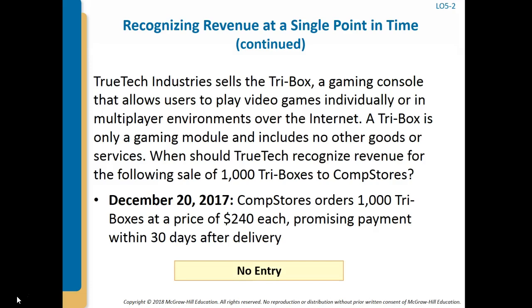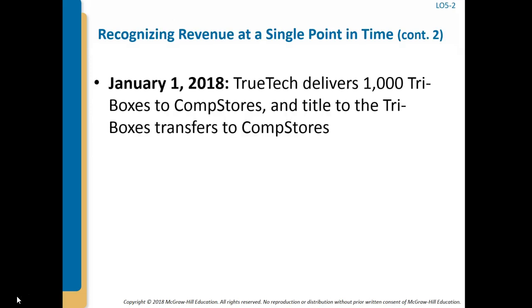In this slide, we apply these indicators to True Tech Industries, a company we'll revisit throughout this chapter. So True Tech has received the order but hasn't fulfilled its performance obligations to deliver try boxes. In light of this and other indicators, True Tech judges that control has not been transferred and revenue should not be recognized. On December 20th, True Tech has received the order, but it hasn't yet fulfilled its performance obligation to deliver the try boxes. As True Tech has not transferred control of goods, revenue shouldn't be recognized.